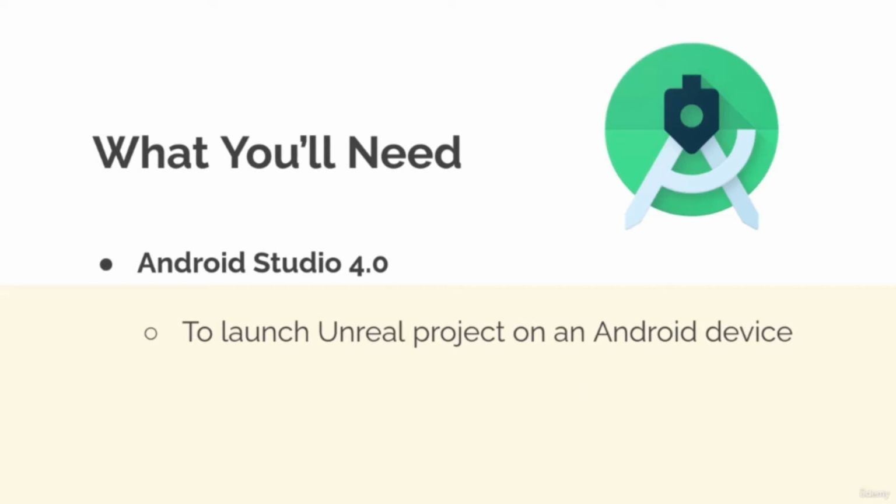As well, you're going to need Android Studio 4.0. We're going to show you how you can install that later on in this course when we get there. The reason you need this is to launch an Unreal project on an Android device. So we are going to be showing you how to build out a project in Unreal and then testing it on an Android device because we need a device camera in order to actually render the world around us and then render augmented reality on top of that real world.